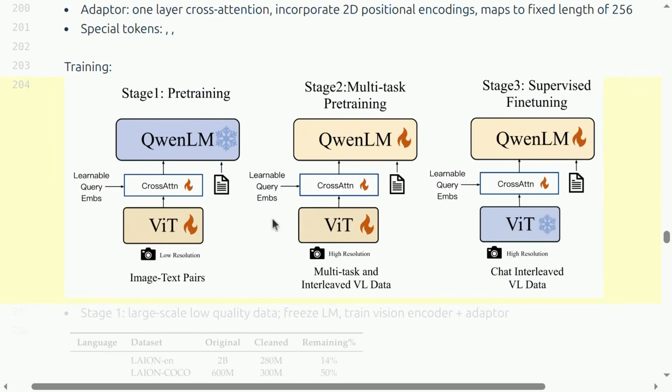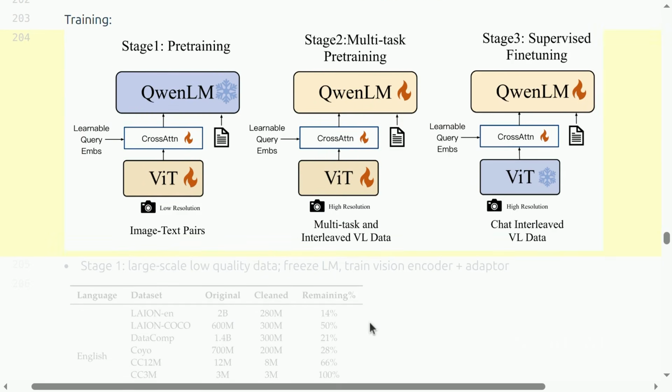So for training, they have 3 stages, just like with the LLaVA models. In the first stage, they call it pre-training, but it's really, you're not pre-training from scratch.